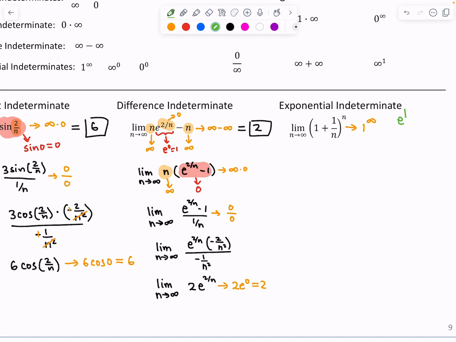The e to the natural log of something is equal to that something. And you might also recall the natural log of a to a power is equal to that power times the natural log of a. So I'm going to begin by manipulating this expression. And for convenience's sake, I'll stop writing the limit. But we can begin by writing that 1 plus 1 over n raised to the n is the same thing as e raised to the natural log of this same expression.